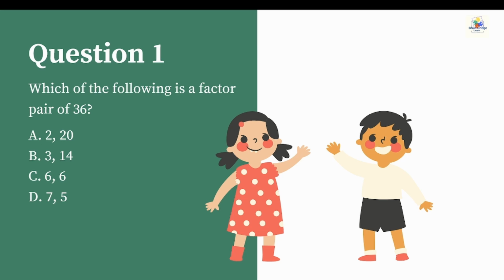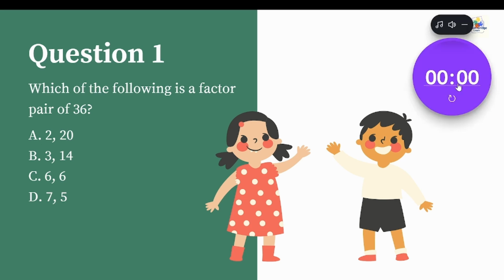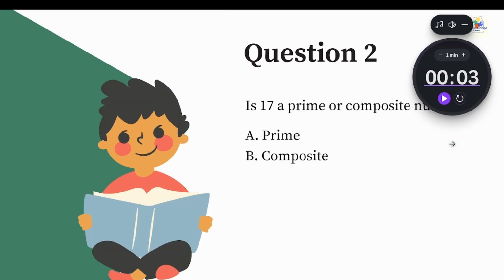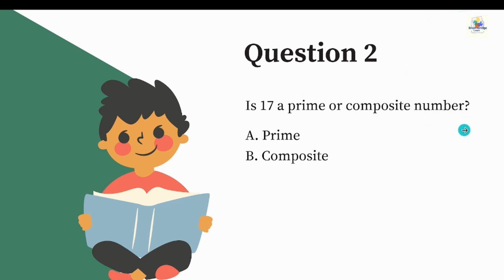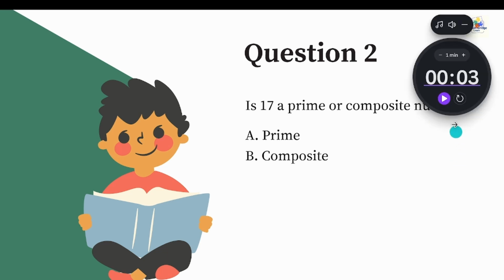Which of the following is a factor pair of 36? A. 2, 20, B. 3, 14, C. 6, 6, D. 7, 5. You will have 3 seconds to answer. Question 2. Is 17 a prime or a composite number? A. Prime. B. Composite. The time begins.